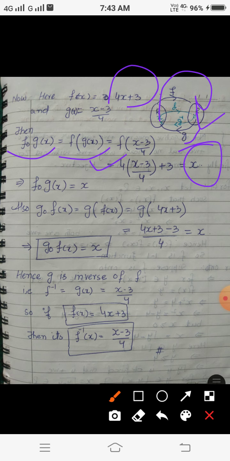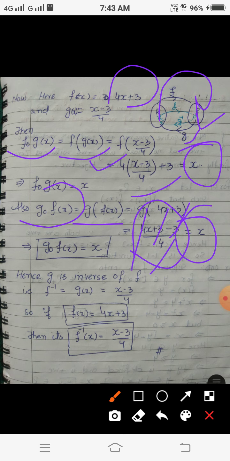Similarly, you can prove that g∘f, that is g(f(x)), works. f(x) is 4x + 3, so it is g(4x + 3). Now g(x) is (x - 3)/4, so this gives ((4x + 3) - 3)/4. Now the 4s cancel and we get x. So again it is the identity function. When both compositions are the identity function, the inverse is (x - 3)/4.